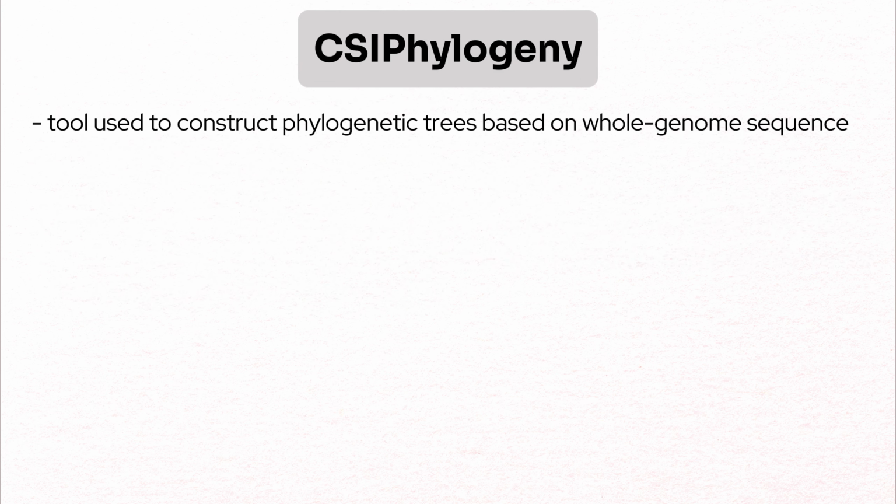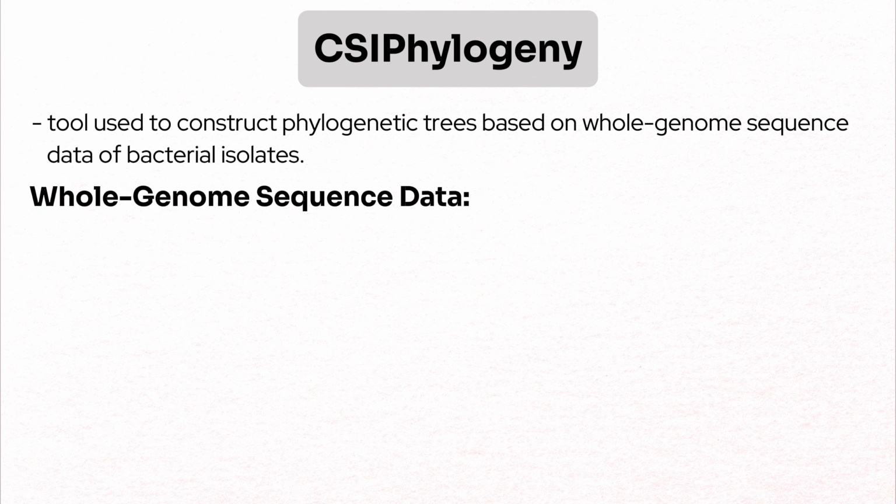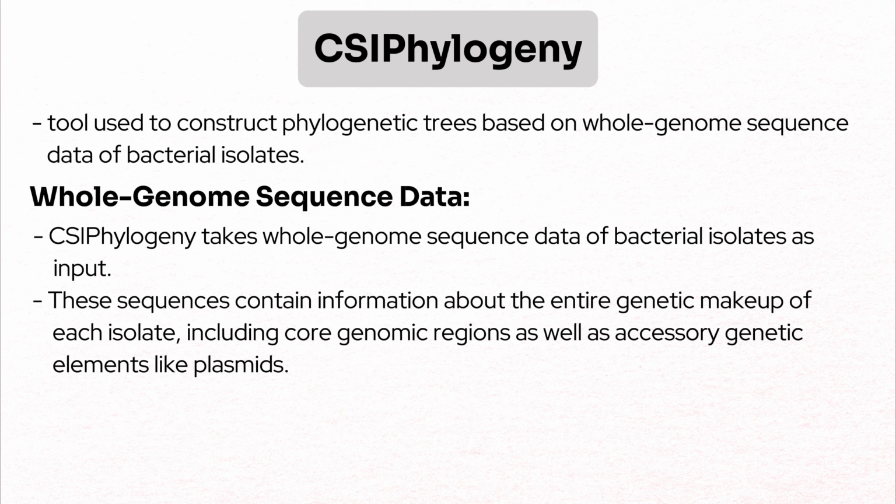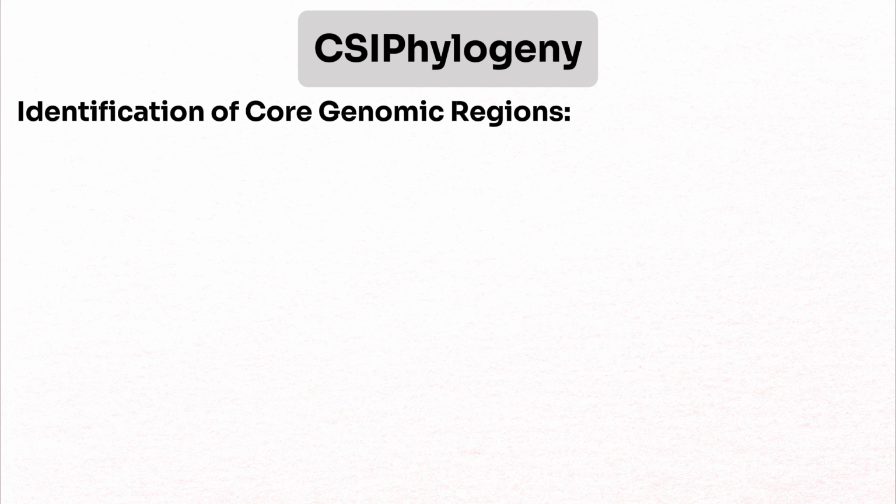CSI Phylogeny is a tool used to construct phylogenetic trees based on whole genome sequence data of bacterial isolates. Here's how CSI Phylogeny works and how it helps to determine how strains are related. Whole genome sequence data. CSI Phylogeny takes whole genome sequence data of bacterial isolates as input. These sequences contain information about the entire genetic makeup of each isolate, including core genomic regions as well as accessory genetic elements like plasmids.